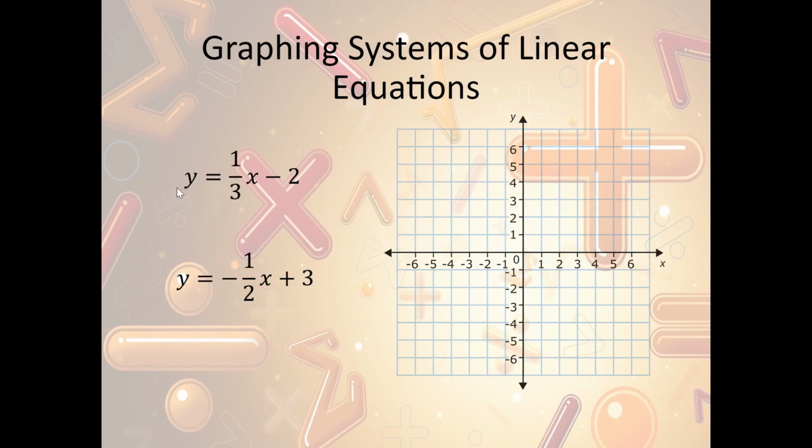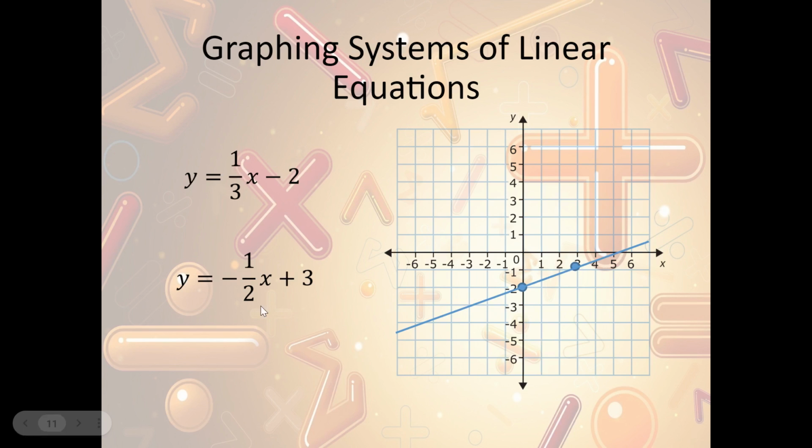So on the first one, we'll go ahead and graph this. So we're going to plot our y-intercept, which is -2. So we're going to go down 2 and plot our point. And the slope is 1/3. So we're going to go up 1 to the right 3, plot our point, and connect the dots. So just like we did earlier, that's the same thing we're going to do now.